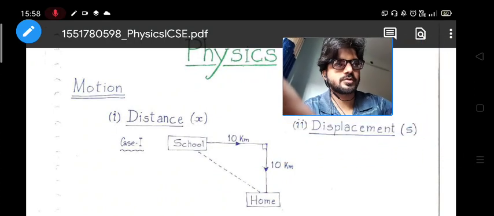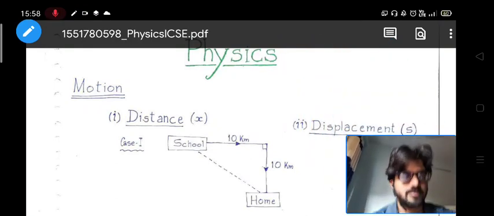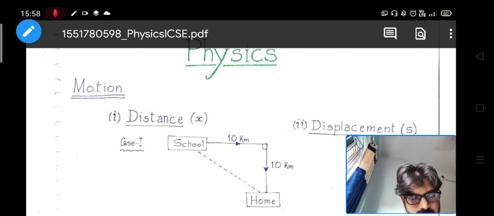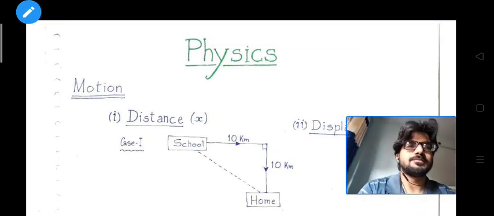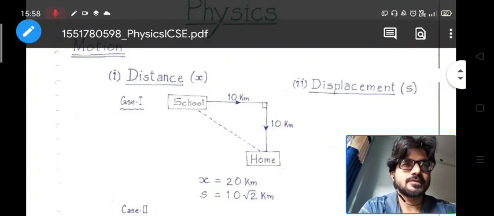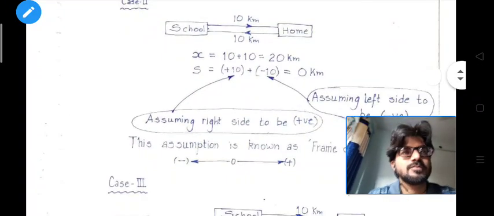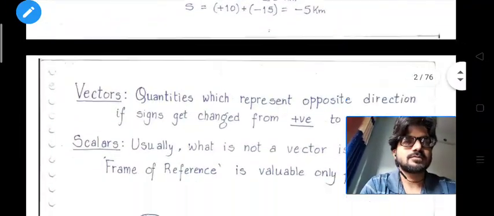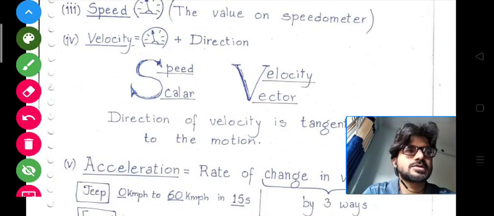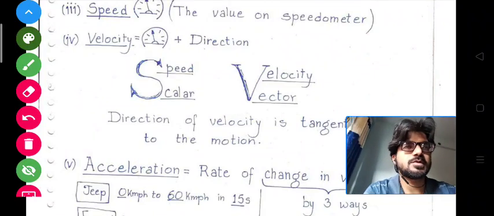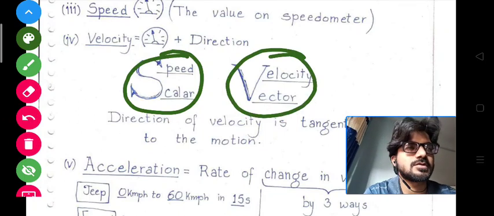Today we are going to study a chapter in physics called motion in one dimension. In motion in one dimension we have physical quantities. Physical quantities are of two types: scalars and vectors. In scalars we have speed, and in vectors we have velocity.